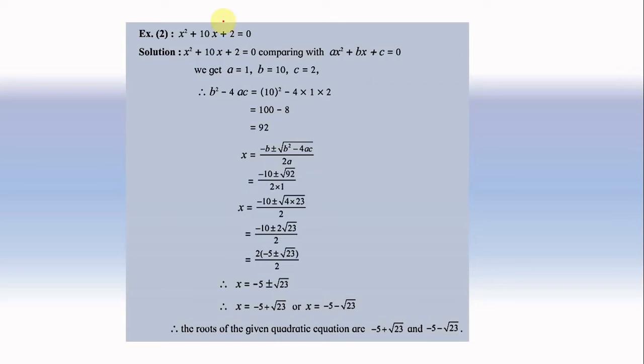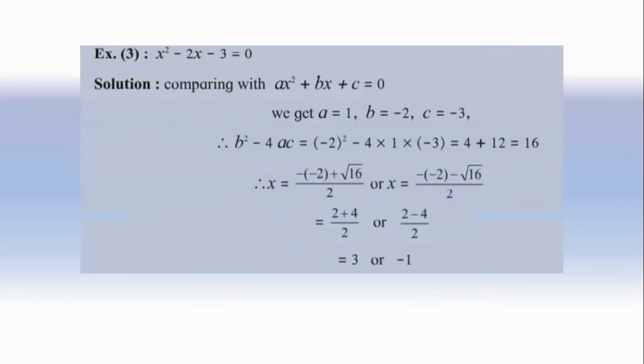Here is another quadratic equation, x square plus 10x plus 2. Again it is in the form of ax square plus bx plus c, and this is from your textbook. We will find b square minus 4ac. In this case it is 92. We will substitute 92 over there, b over there and a over there, and here also we will get two different solutions for the equation. Understood? We will go ahead.